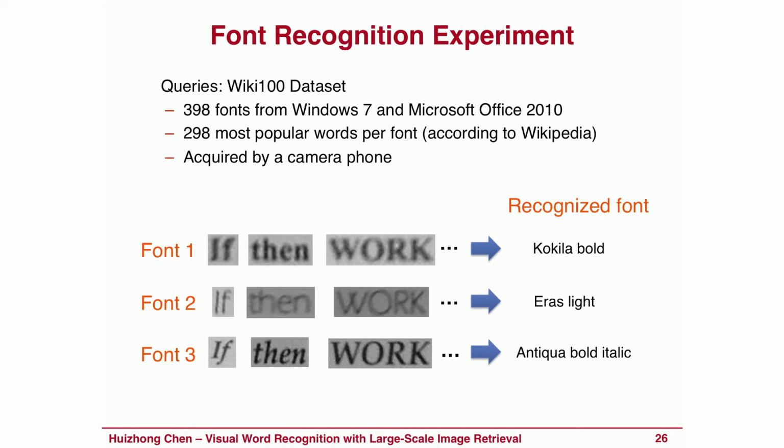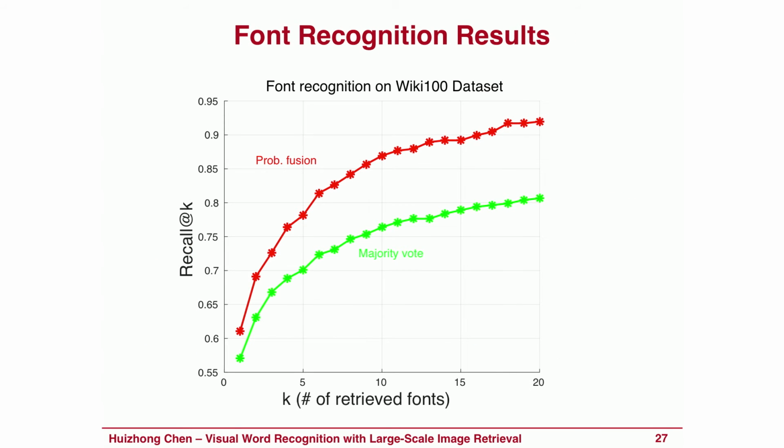Our goal is to recognize the font for each set of query word patches. The font recognition recall curve is plotted as a function of number of retrieved fonts. It can be seen that probabilistic font fusion offers a significantly better performance than the majority voting scheme. Additionally, we achieve 61% top 1 font recognition accuracy using the probabilistic voting scheme. Considering that many Microsoft fonts are visually similar, this is surprisingly good performance on font recognition.